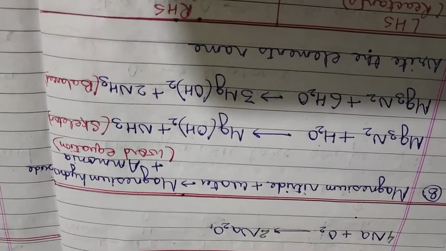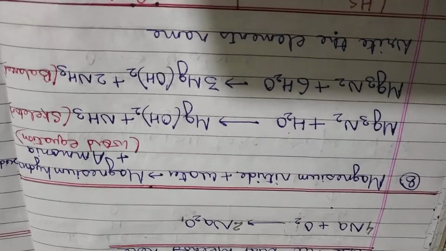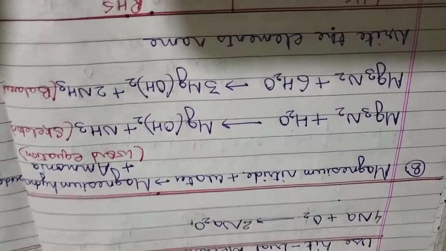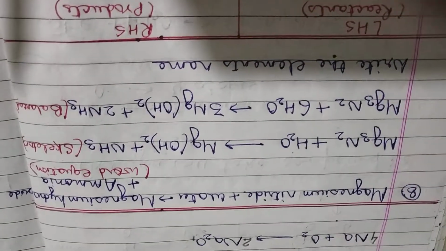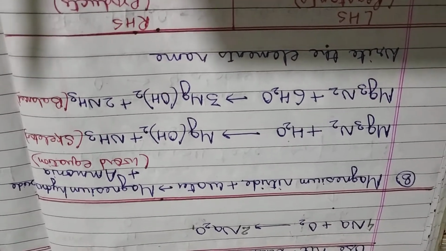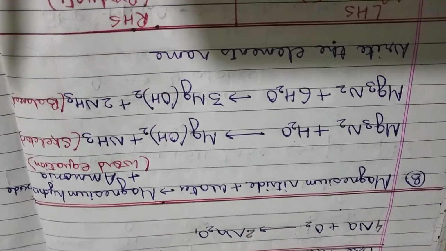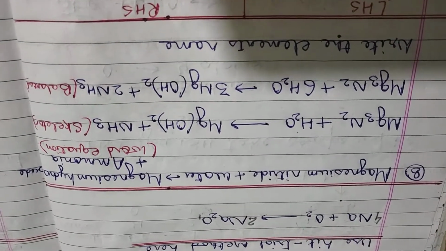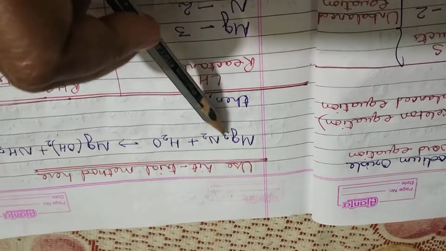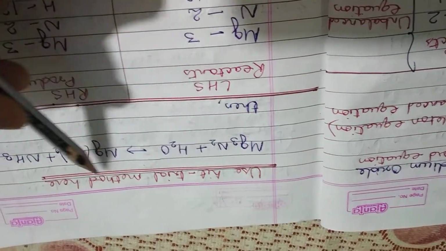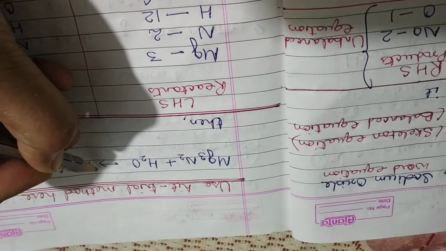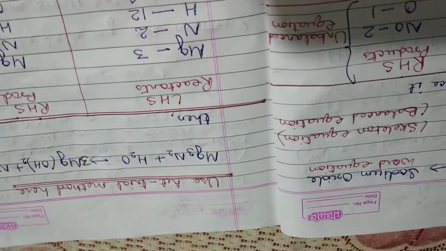First of all we will balance here. Then we will balance magnesium. Okay. First we will balance the magnesium here. Now what will we write here? When we balance the magnesium, we will write Mg, because magnesium is 3 here and here magnesium is 1. Then we will write 3 magnesium.